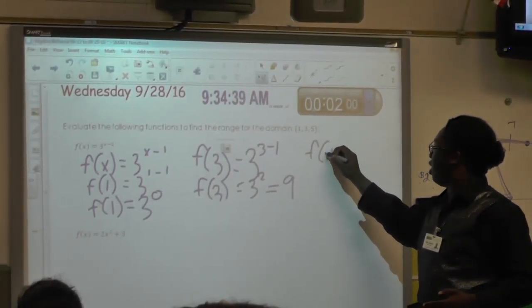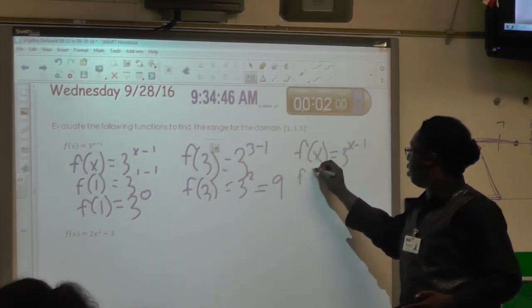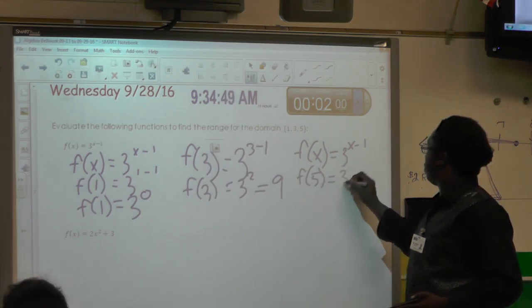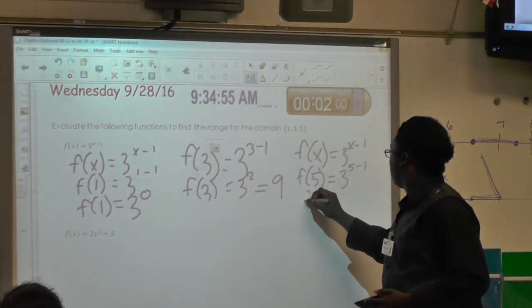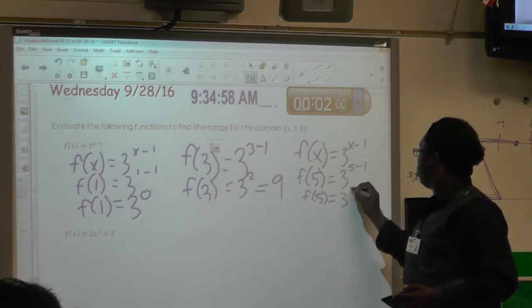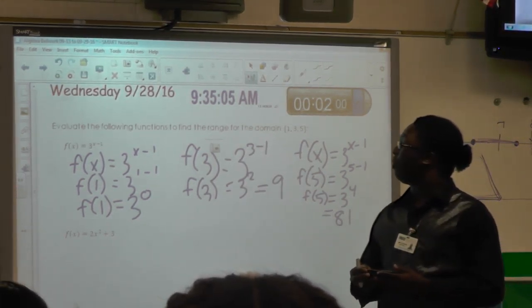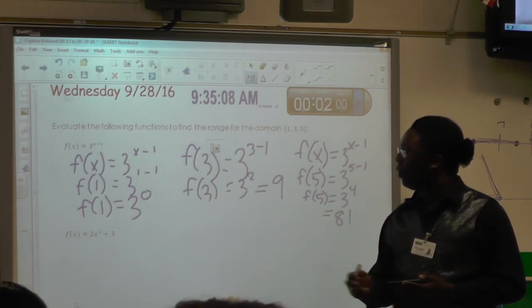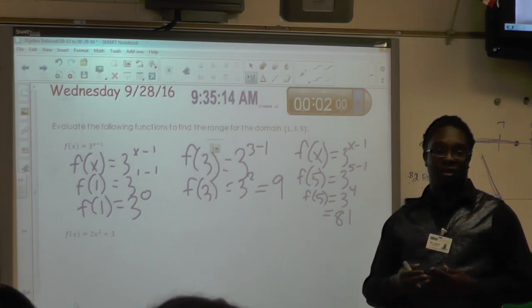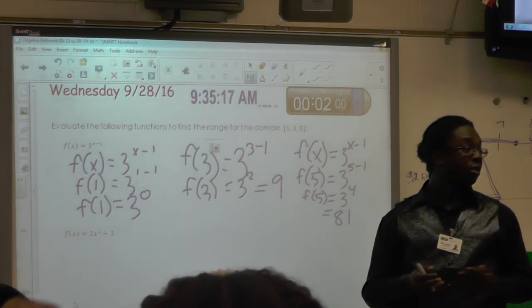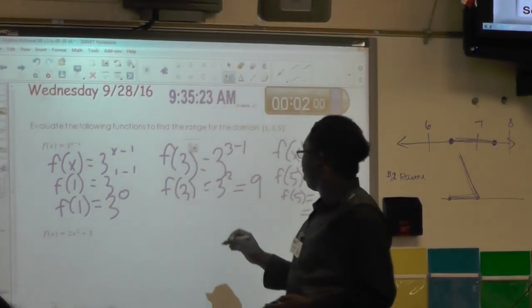And so we're going to repeat the same process for the last problem. And we get f of x is equal to 3 to the what? 4th power. And 3 to the 4th power is equal to 81. So what would we classify as the range for f of x is equal to 3 to the x minus 1 power? Which 3 values would be part of our range? 1, 9, and 81, correct.